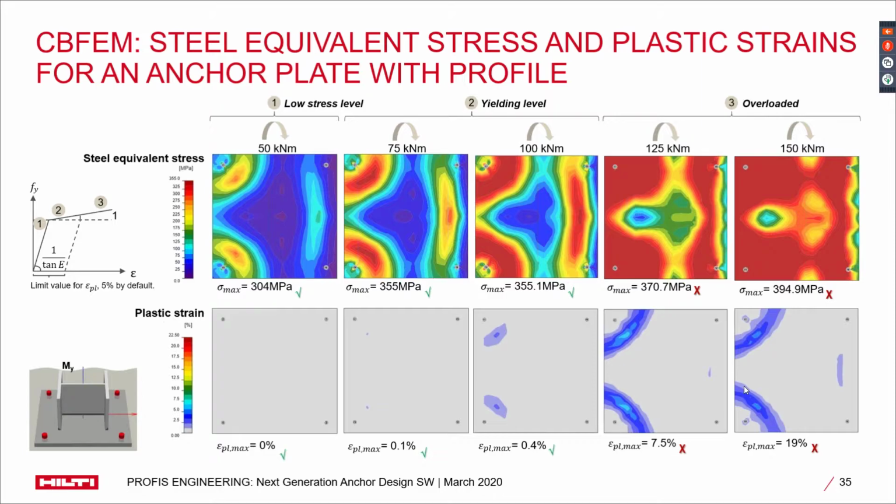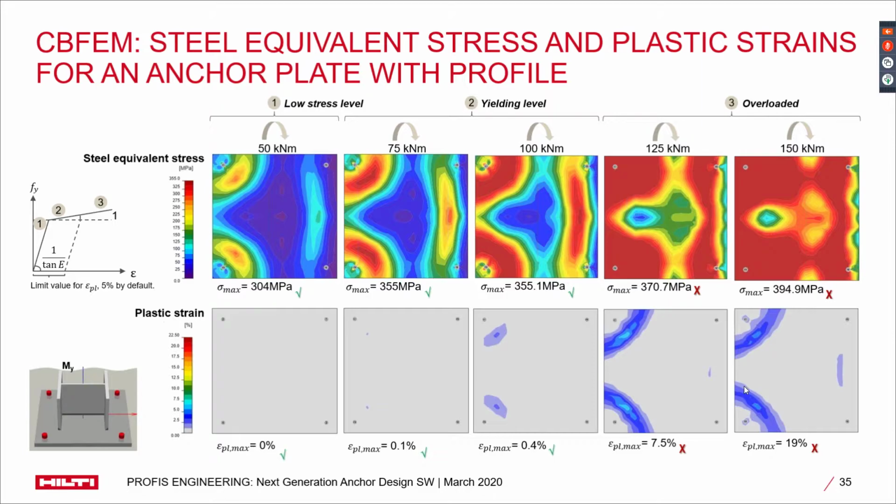If we look at this example, we have a connection with an increasing moment. In the first section, we are still in the elastic region, so our max stress is less than the yield. Increasing the load, we start to see some local yielding around the anchors and the profile corners. The plastic strain is only at 0.1%. Increasing the loading even further, we see that much more of the plate is in the plastic region, but we are still only at 0.4%.